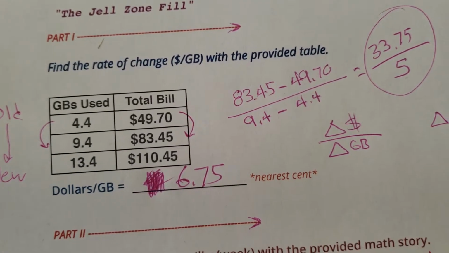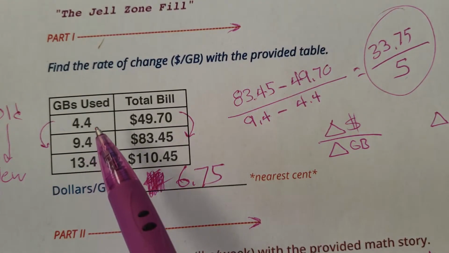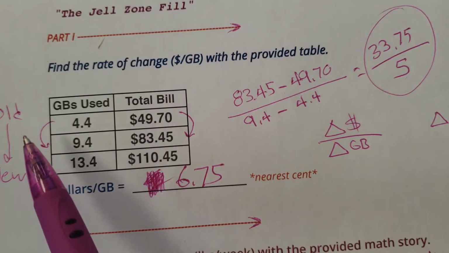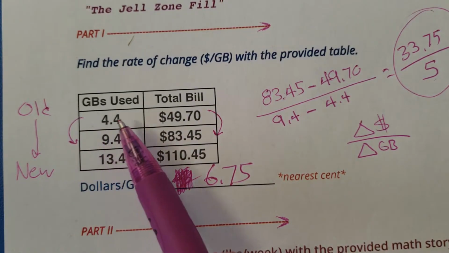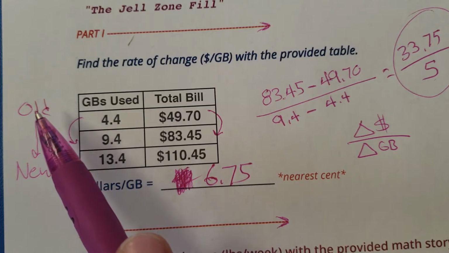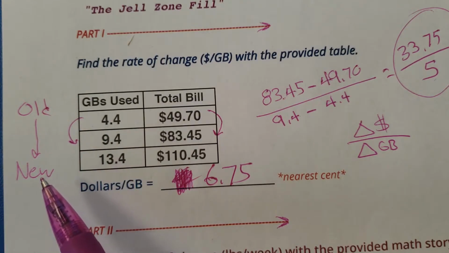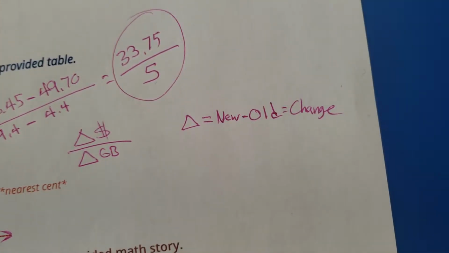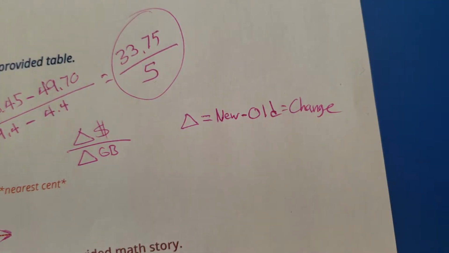So as you can see, I did a whole bunch of work here. To find the change in a table, you basically think of the first values you see as the old values, and as the table progresses down, think of these as the new ones. So how do you find change? Well, the best way to find change is to take new minus the old, okay?